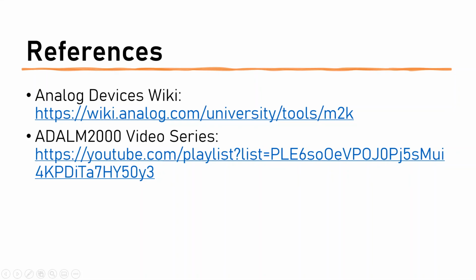Finally, here are the references I used to make this video. I hope you have found this video helpful and that it has increased your understanding of the M2K and some of its basic functions. The ones outlined here in this video were the power supply, voltmeter, signal generator, and oscilloscope.